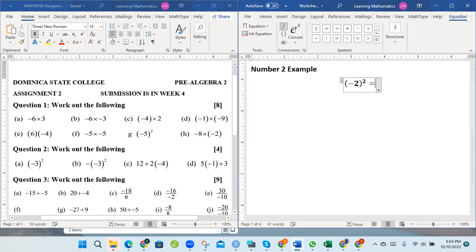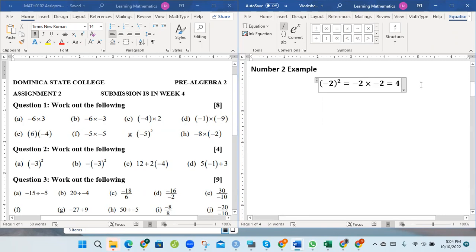-2 squared means -2 times -2. And a negative times a negative is a positive. Okay, please don't say "and". A negative and a negative is a negative. All right, you have a -2 and you have another -2, you're going to end up with -4. Say a negative times a negative.